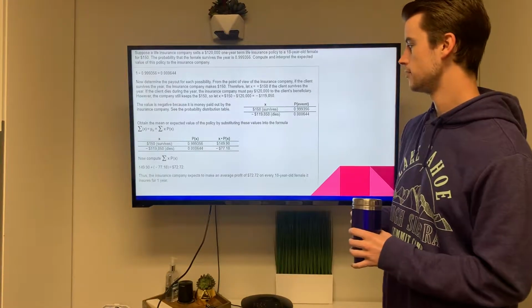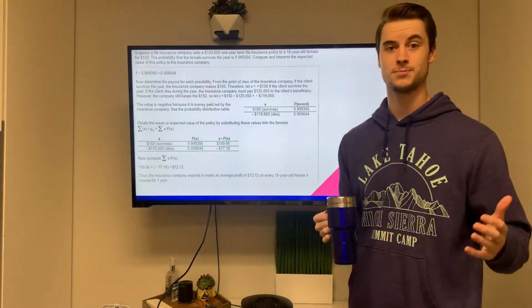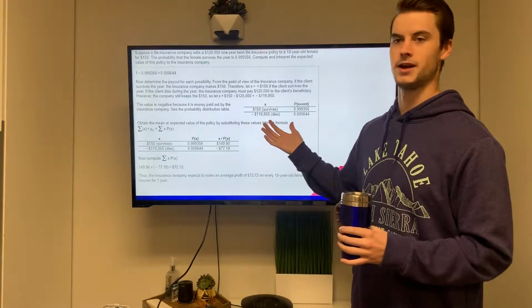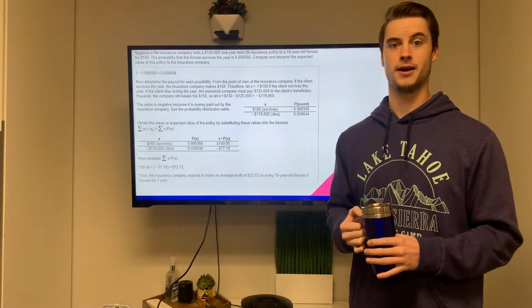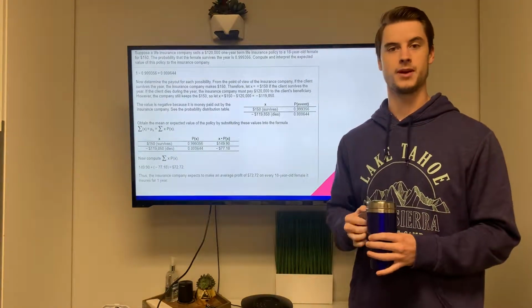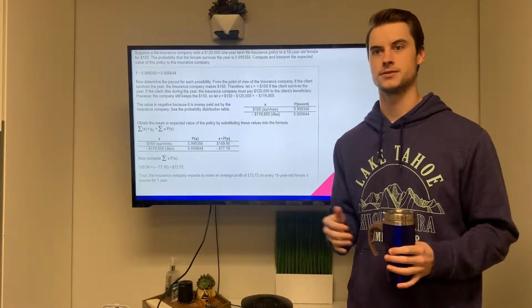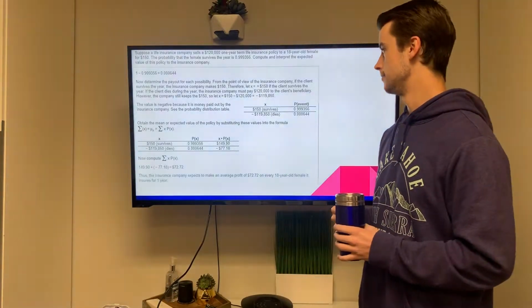And again, we use this expected value, and I just gave you an example here. This is for a life insurance policy. This is how life insurance companies calculate their payout for their premiums. You have to pay a certain amount every month or every 6 months in order to keep your life insurance policy.